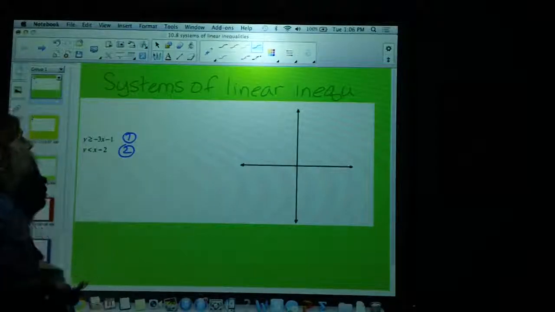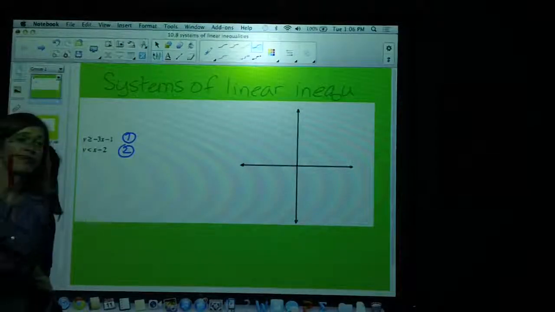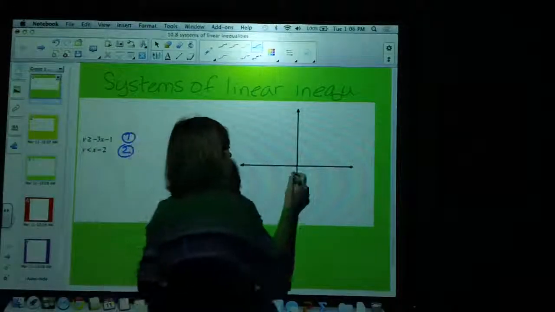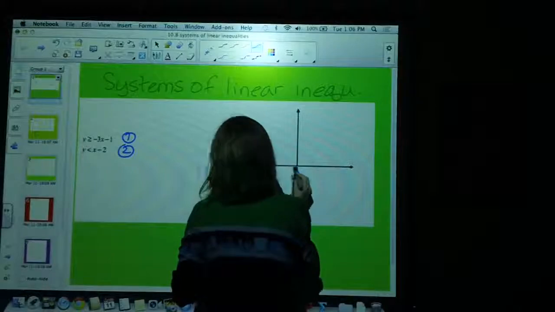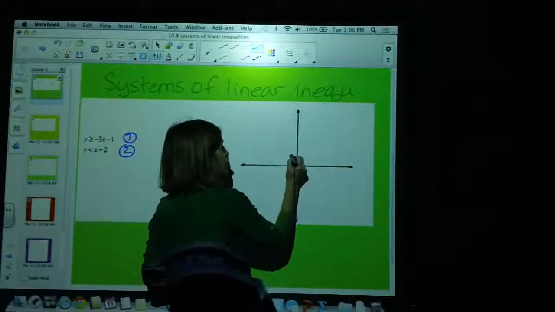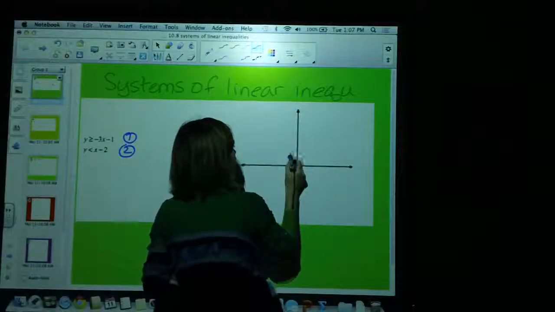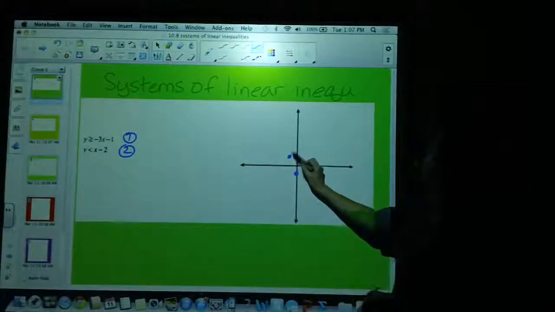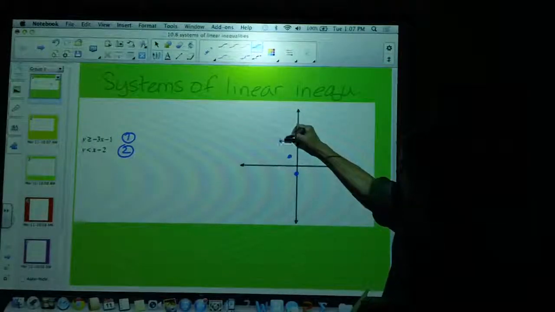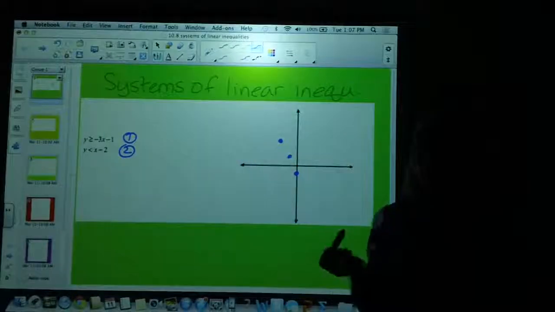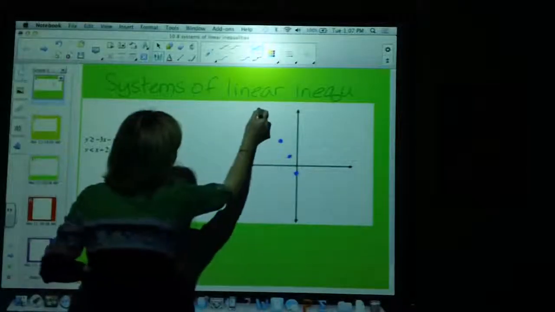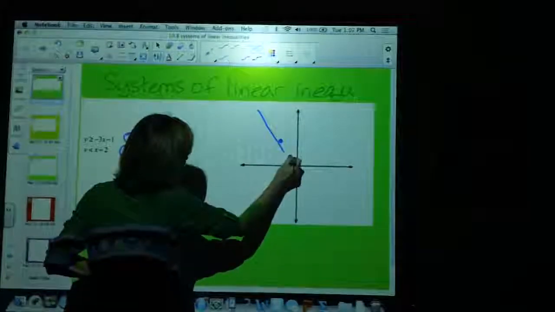All right, so the first thing we're going to do is graph line 1. So y is greater than or equal to negative 3x minus 1. I'm going to go to my y-intercept of negative 1. I'm going to go up 3 and to the left 1. And then up 3 again, 1, 2, 3, and to the left 1. All right? Is my line going to be solid or dotted? Solid. It's going to be solid. Good. All right, so now I'm going to make my line as best I can.